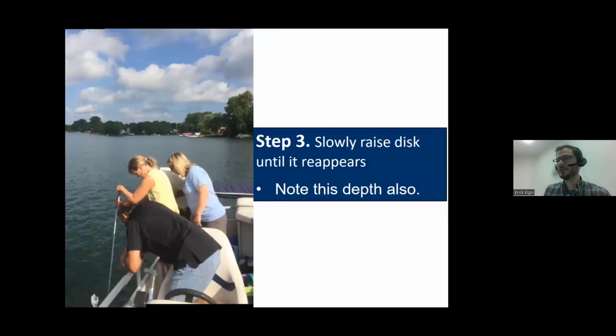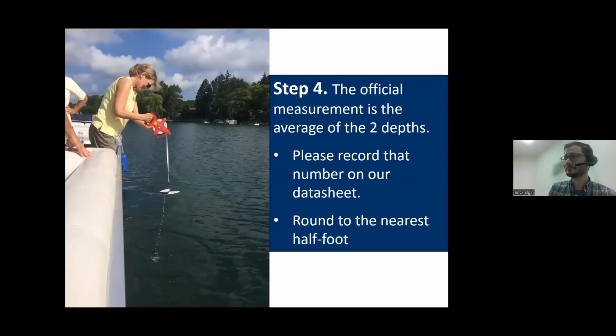And then step 3, you slowly raise up the disk until it reappears again. So that should be fairly quick. Now you note that depth. So you've noted the depth that it disappears, and in step 3, you note the depth that it reappears. Step 4 is that the official measurement is the average of those two depths. So average those two depths, round to the nearest half foot, and you would record that number on your data sheet.